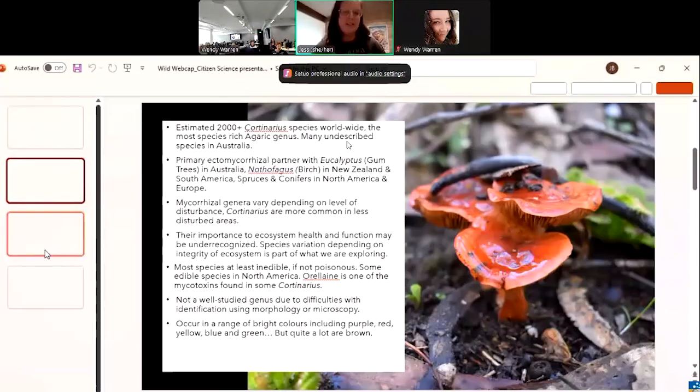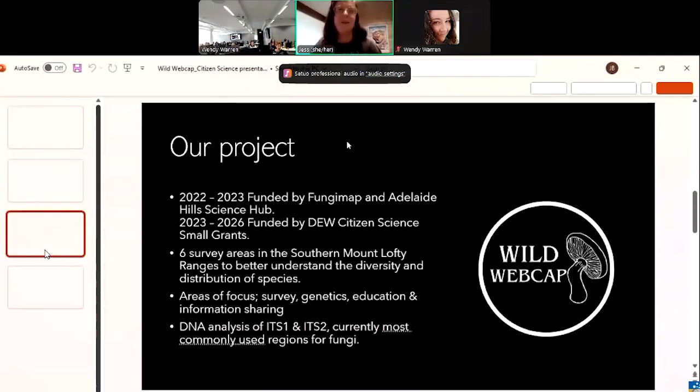So at Wild WebCap, we survey 6 different sites across the southern Mount Lofty Ranges in a variety of climatic conditions and ecosystem types. So from Parrawhilla up north to Deep Creek down south. And the long and short of it is that we go out and see how many we can find during autumn and winter. We record our observations and we take collections.